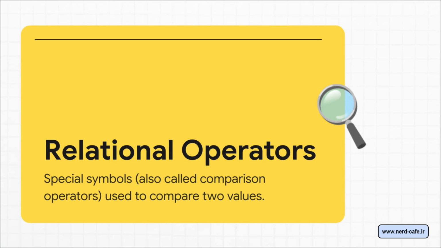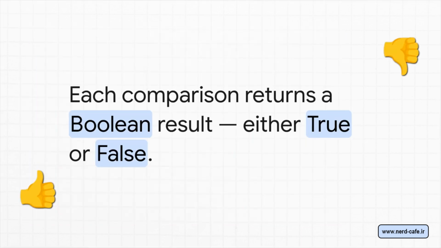The answer to that big question is right here: relational operators. You might also hear them called comparison operators, which is a great name because that's exactly what they do. Their entire job is to just compare two things. That's it. And here is the absolute key to everything. No matter what you're comparing, the answer can only ever be one of two things: true or false. It's what we call a Boolean result.